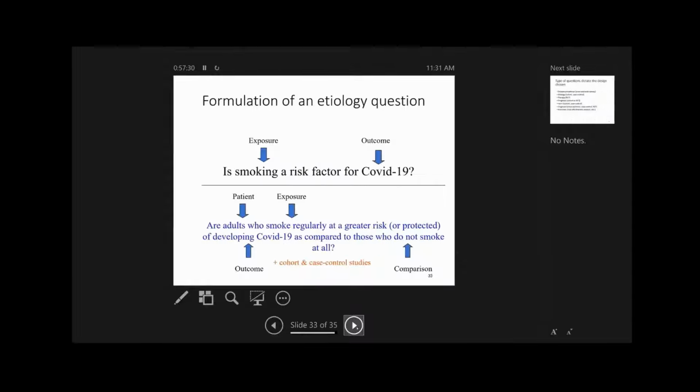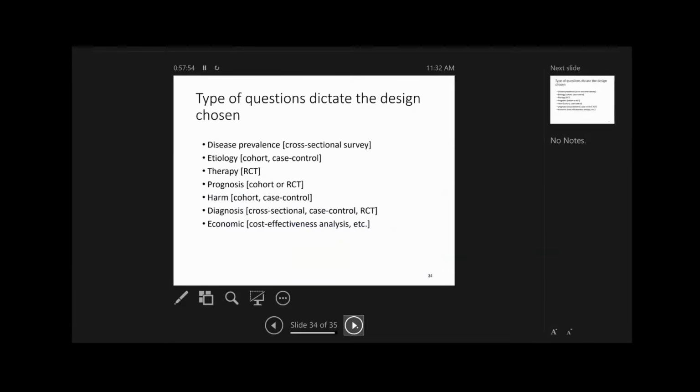If it's an etiological question, I might start off with a fuzzy question like, is smoking a risk factor for COVID? It's fuzzy, but then I could say, are adults who smoke regularly at greater risk of developing COVID-19 as compared to those who never smoke at all? Now that's an answerable question for which I might need to use a cohort or a case control study design. Okay, so the type of question dictates the study design that I end up choosing.